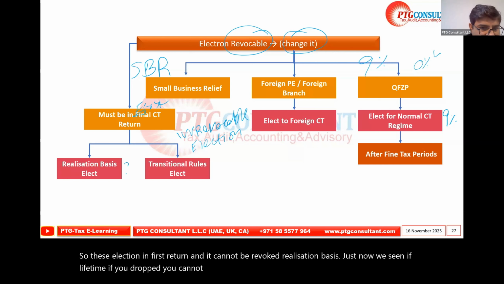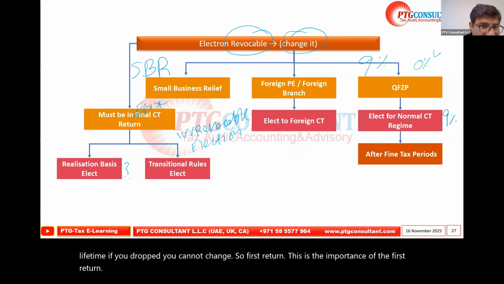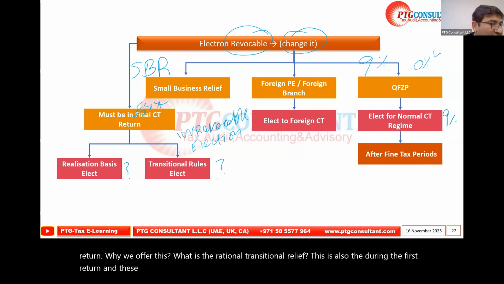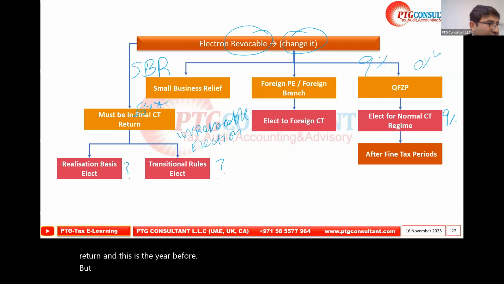So in the first return, this is the importance of the first return. Why do we opt for this? What is the rationale? Transitional relief. This is also during the first return, and this is irrevocable. We cannot change this election.